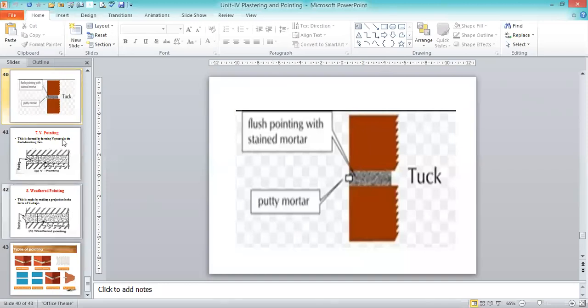So the tuck pointing gives you architectural beauty once again. We make a groove, or we make a provision of 5 mm by 3 mm. Then beyond that point, we can go for filling up the mortar.